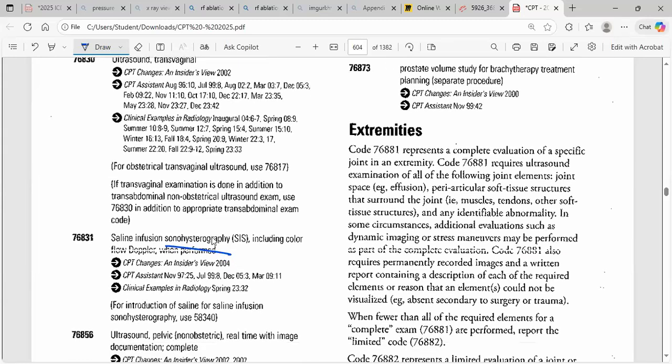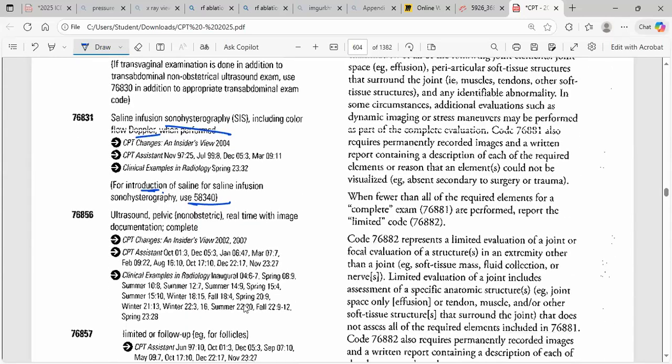This includes Doppler, so we are not going to bill this Doppler. And to introduce the saline infusion, that means the fluid infusion into the uterus, that introduction, that administration, we are going to bill separately with the code 58340. Then we have the pelvic ultrasound codes, the normal pelvic ultrasound codes.